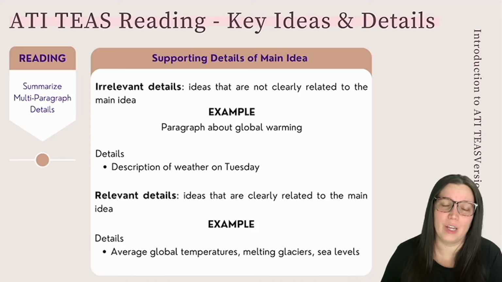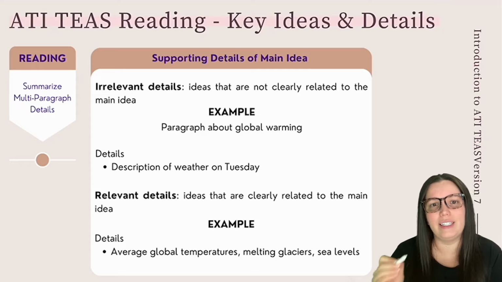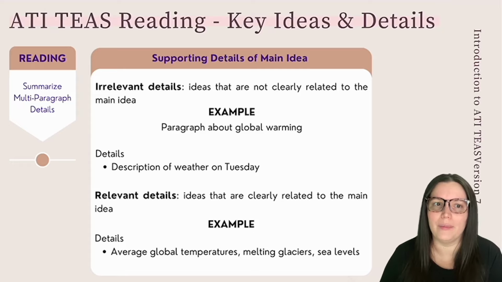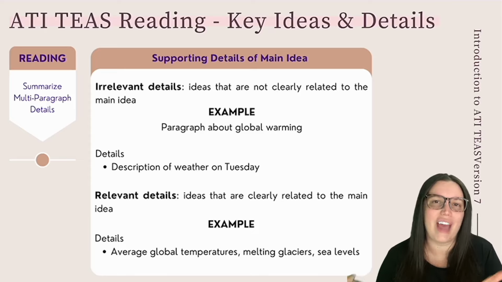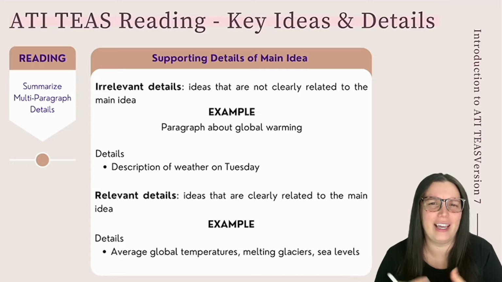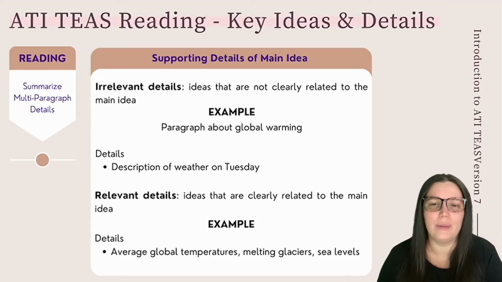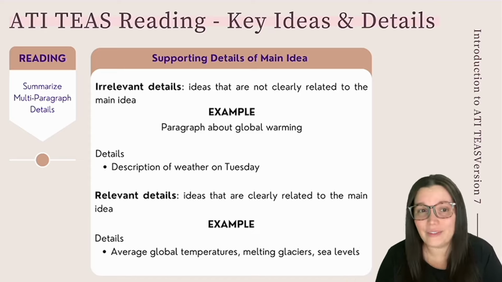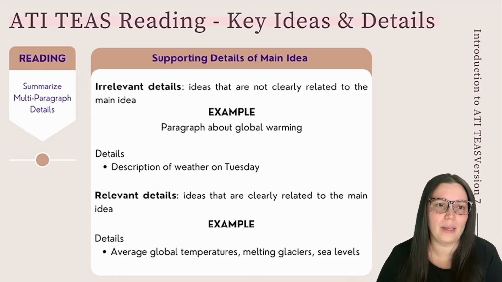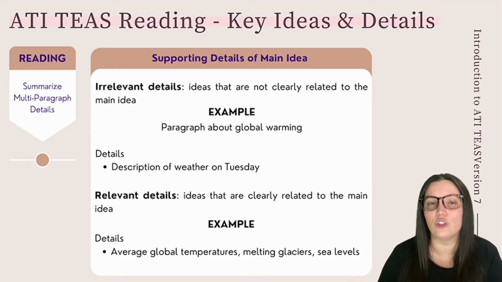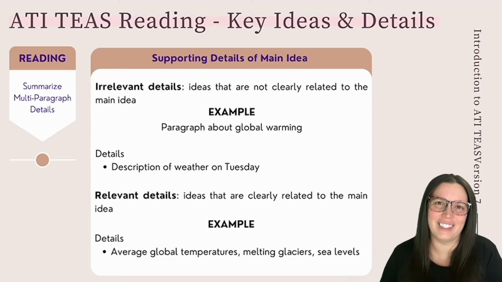For example, an irrelevant detail in a paragraph about global warming might be a description of weather on that particular day. This information might be interesting, but does it actually help explain or develop the main idea of the paragraph, which is the effects of global warming? Not really. Examples of relevant supporting details about global warming might be the increase in the average global temperatures, the melting of glaciers and polar ice caps, as well as the rise in sea levels.